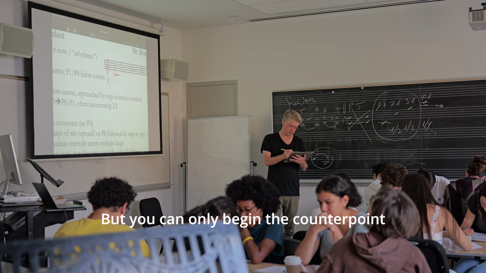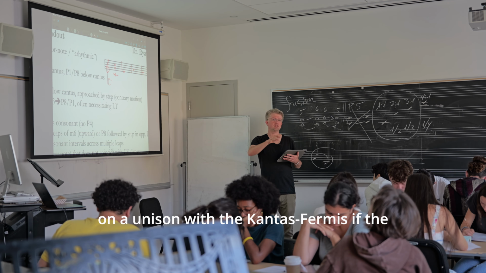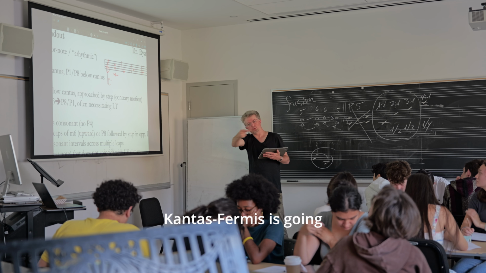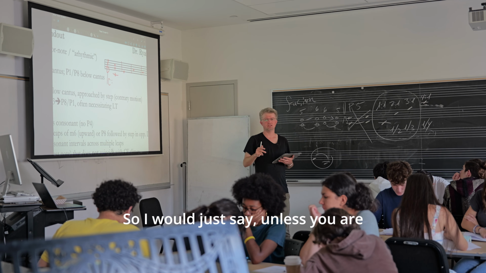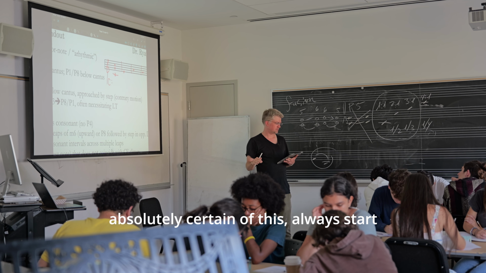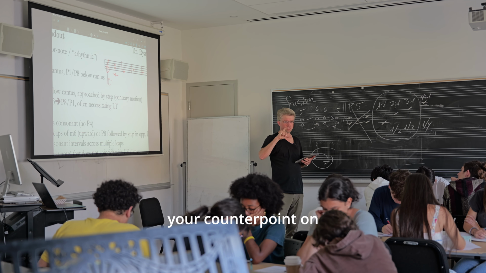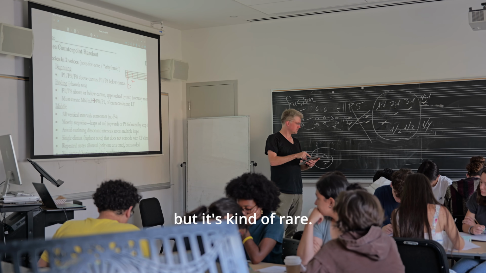But you can only begin the counterpoint on a unison with the cantus firmus if the cantus firmus is going down in the next note. So I would just say, unless you are absolutely certain of this, always start your counterpoint on the fifth or the octave. Unisons are possible, but it's kind of rare.